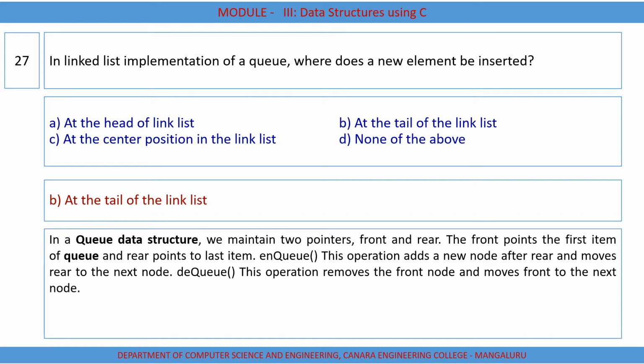In a queue data structure, we maintain two pointers, front and rear. Front is used to delete an element and rear to insert an element. The front points to the first item of the queue and rear points to the last item.